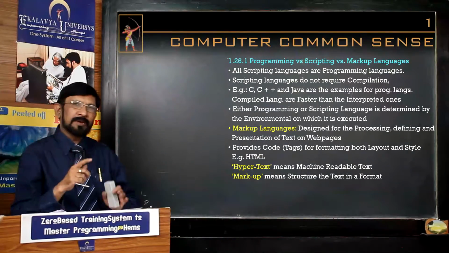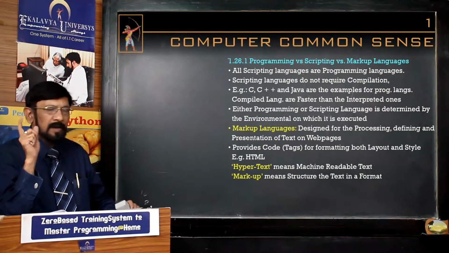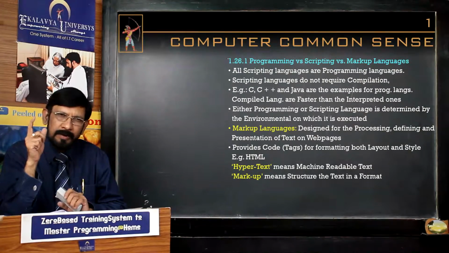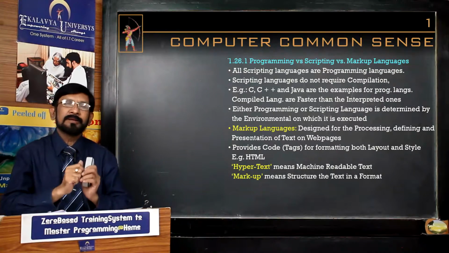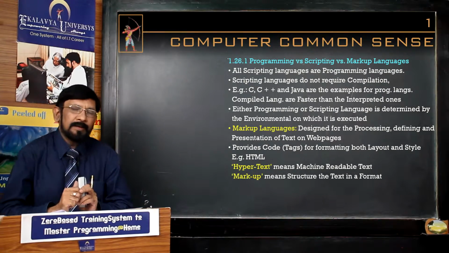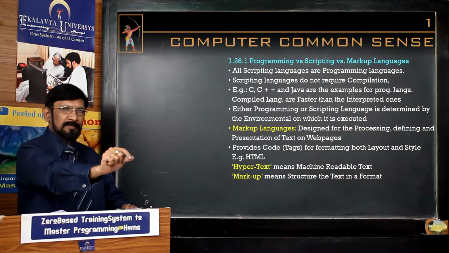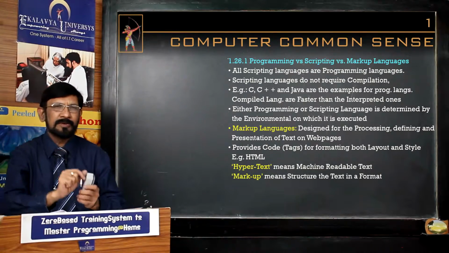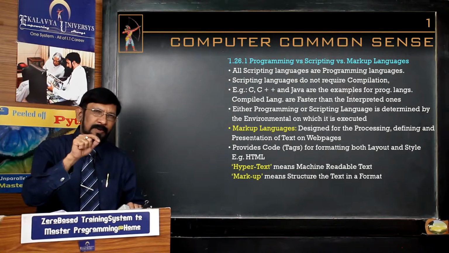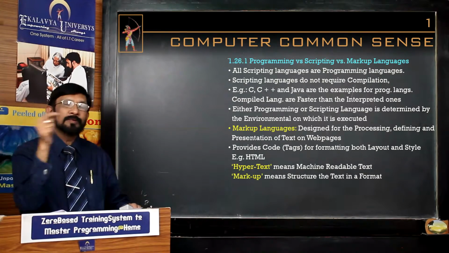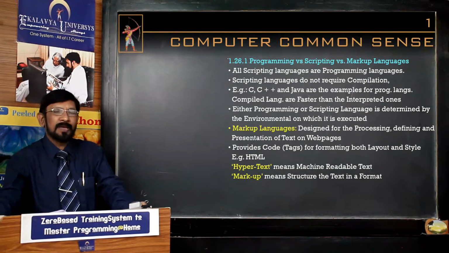But one thing you must remember: both the interpreter and the compiler are translator software, system software, as already explained to you. And one more thing I have to tell you. Simply we cannot earmark particular languages as a scripting language or a programming language. Sometimes, depending on the environment where it is executed, we have to earmark it as either a scripting language or a programming language.